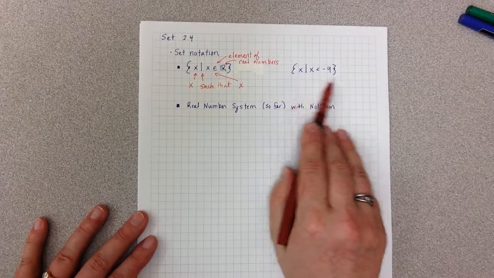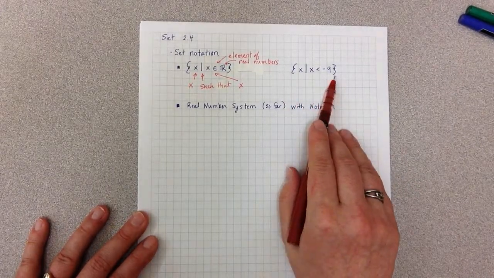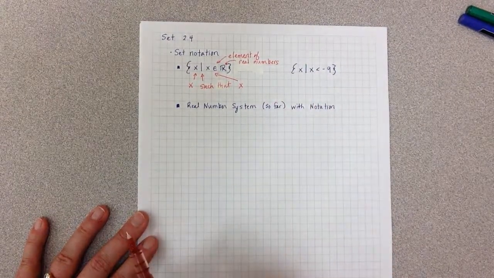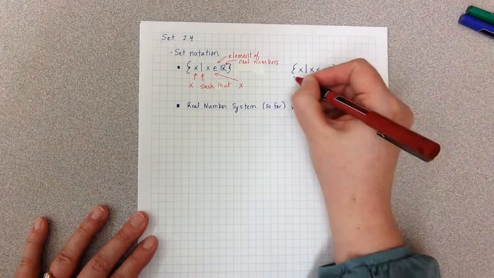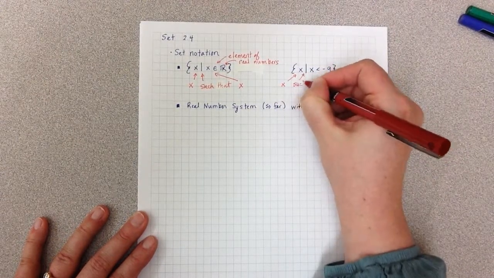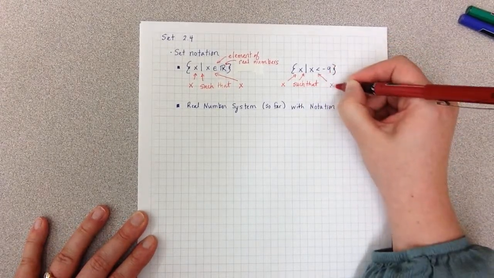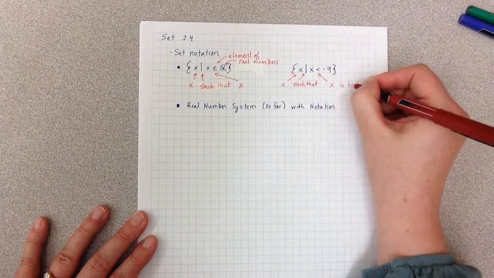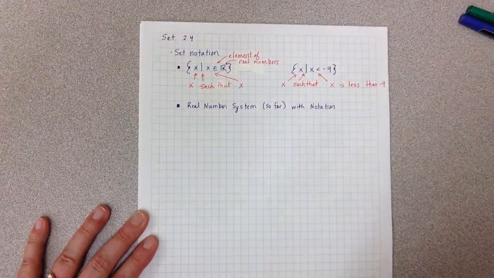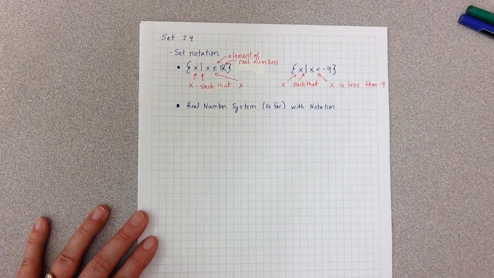This one is a little bit more straightforward to translate because you've seen this inequality symbol before. So I translate it as X such that X is less than -9. We read it as you have seen those read in the past.